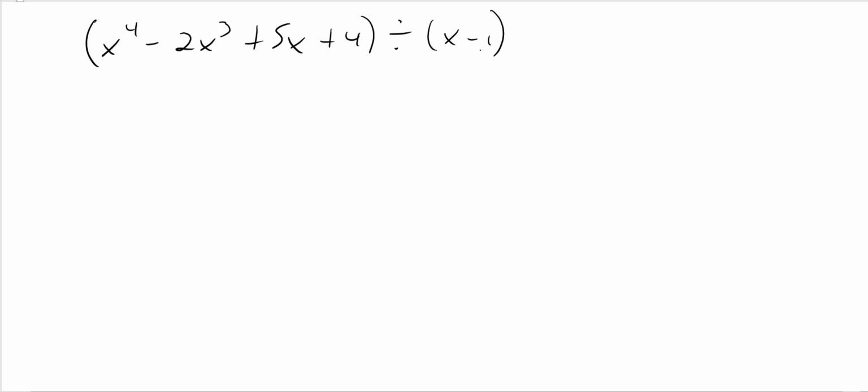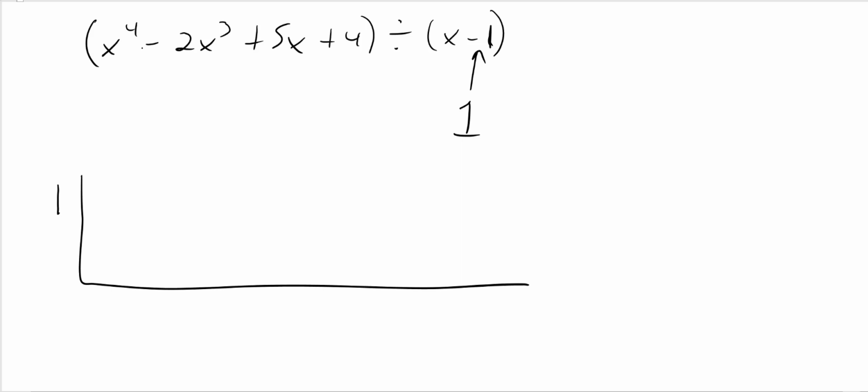So if I do x to the 4th minus 2x cubed plus 5x plus 4, divided by x minus 1. Okay, well, it's x minus 1, so the opposite of that is positive 1. So I'm going to say 1, draw my big L, and that's x to the 4th, so it's 1x to the 4th, minus 2x cubed.